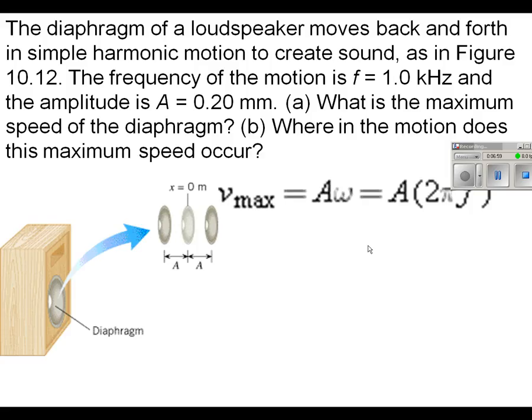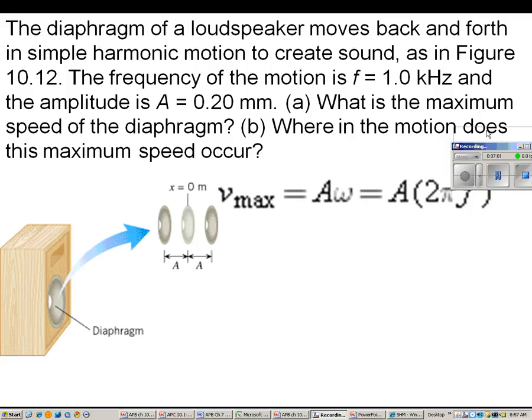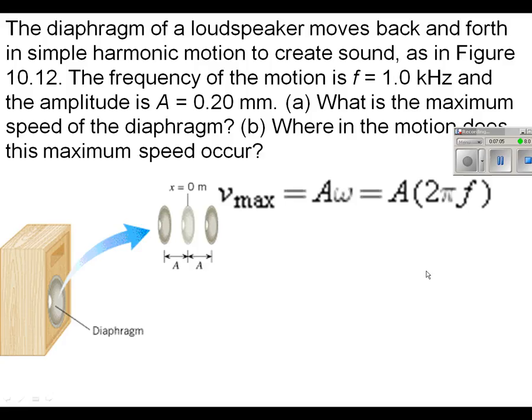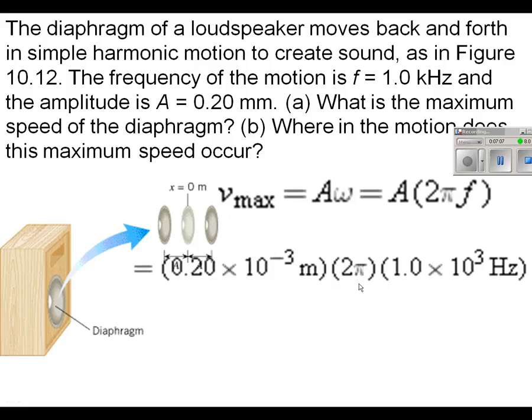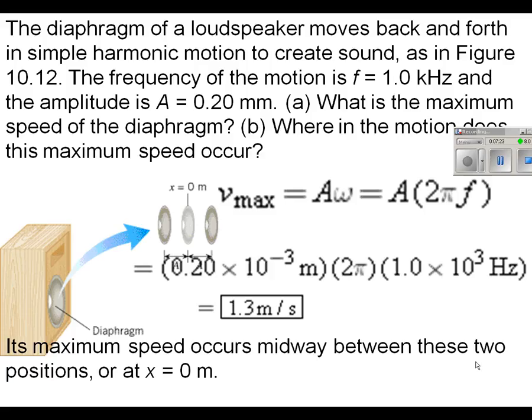So we'll go ahead and use our equation, v max equals A omega. I'm going to convert the omega to 2 pi f, and then plug in our values. We plug in our amplitude, which is 0.2 times 10 to the negative third meters, and then 1,000 hertz times 2 pi. So we get an answer of 1.3 meters per second. And its maximum speed occurs midway between the two positions, or at x equals 0.